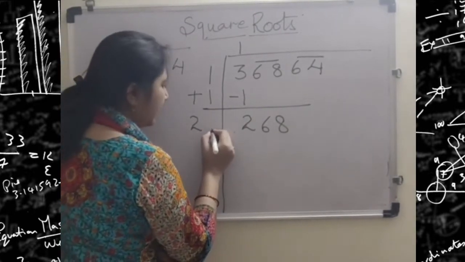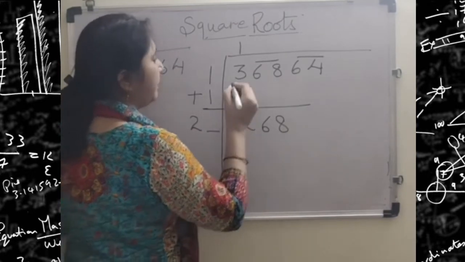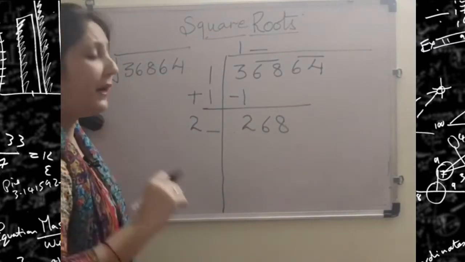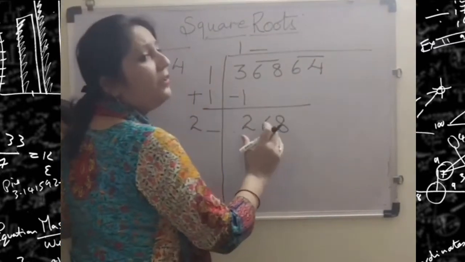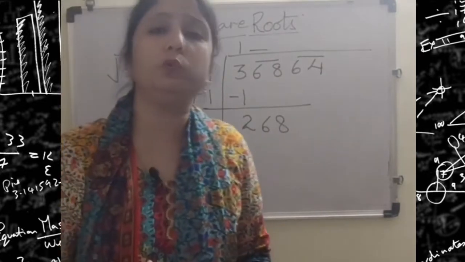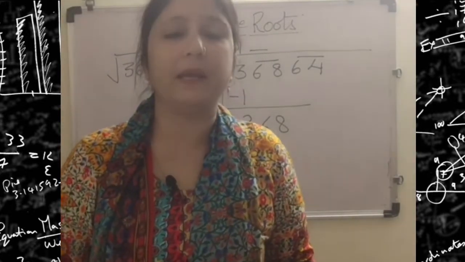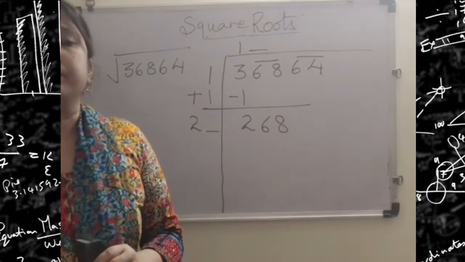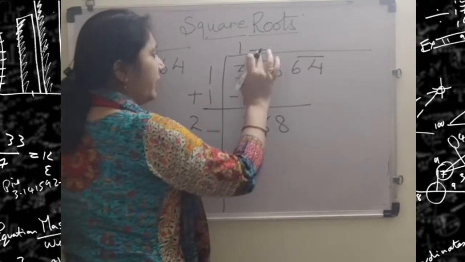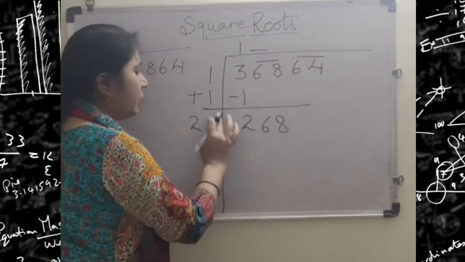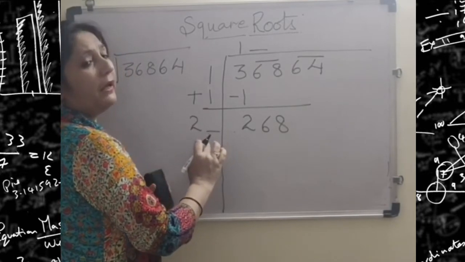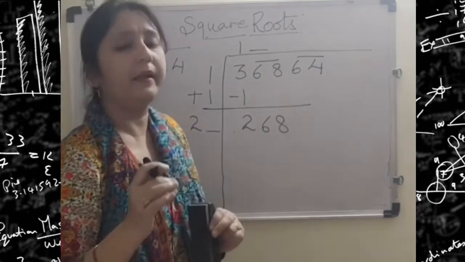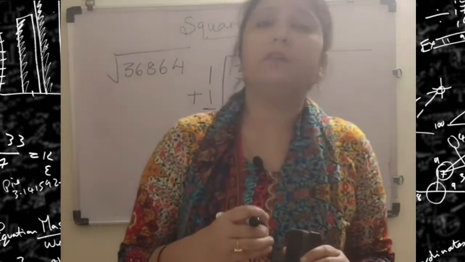Now another thing is that you have to insert a number here and the same number in the quotient to get either 268 or less than 268. When you write a digit over here and here it will become a 2-digit number. So that is trial and error which you have to do in your rough work.